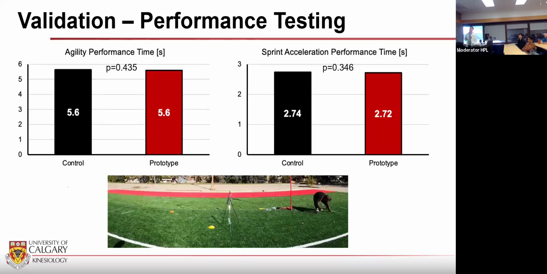Next, here's the result of that performance testing that we performed outside. For the agility drill time on the left, there was no significant difference between the two shoe conditions. And similarly for our sprint acceleration performance test, no significant difference between those two shoes. So even though we altered the cleat pattern, athletes still were able to attain their maximal performance.